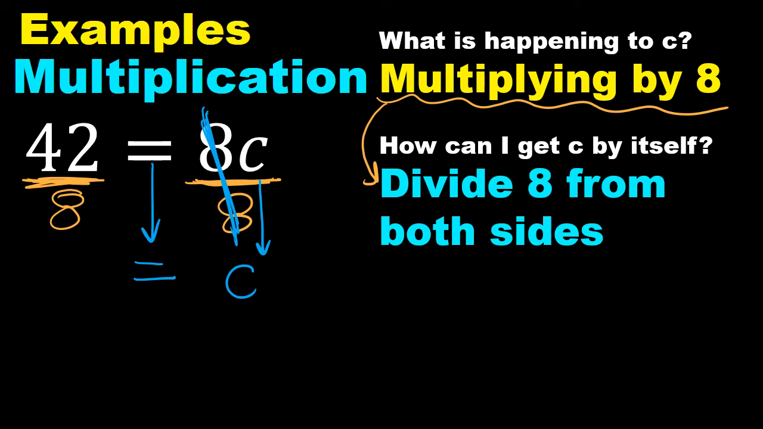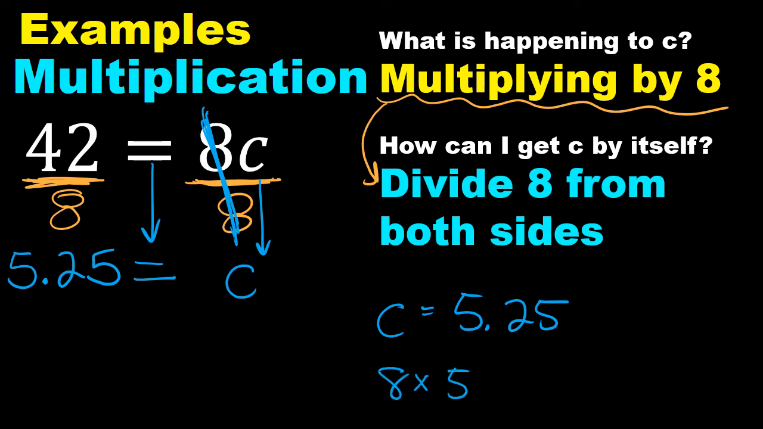And you might go, that doesn't give me a whole number, but it is okay. In my trusty calculator, 42 divided by 8 gives me a decimal of 5 and 25 hundredths. You might go, I can't do that in my head. It's okay. Get out your calculator. So we say that c equals 5.25. Let's go ahead and test it. So the way I test this one is I'll do 8 times 5.25, and if it gives you 42, you did the step correctly.